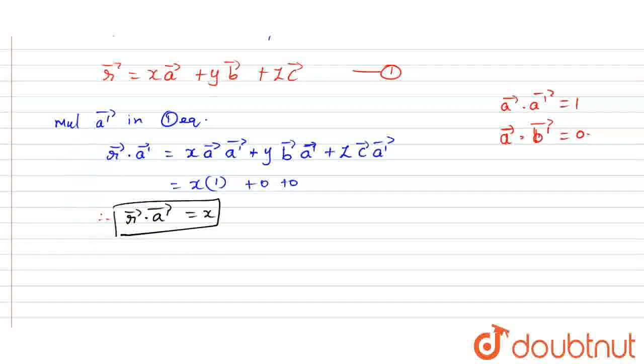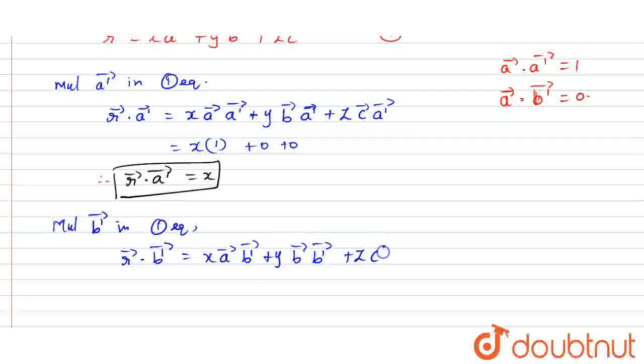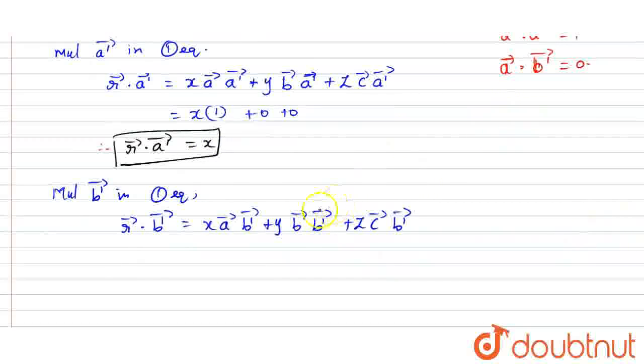Next I'm going to multiply B dash vector with the first equation. Therefore R vector dot B dash vector equals x into A vector dot B dash vector plus y into B vector dot B dash vector plus z into C vector dot B dash vector. The same concept here: same values are 1 and the opposite values are 0. So R vector dot B dash vector is equal to y.